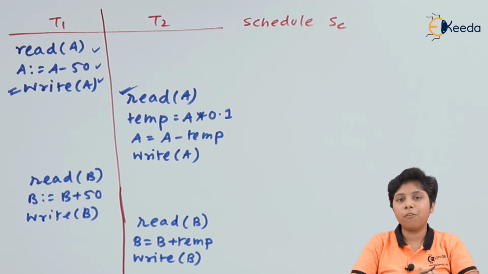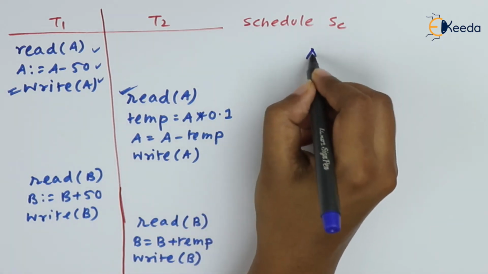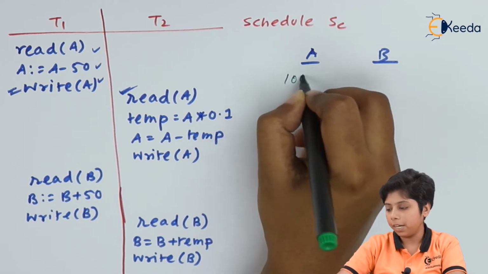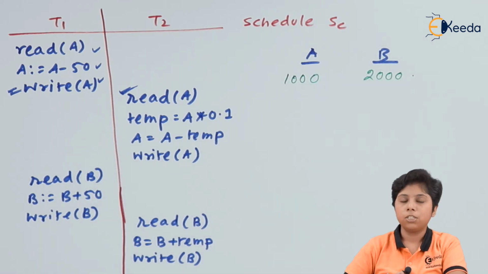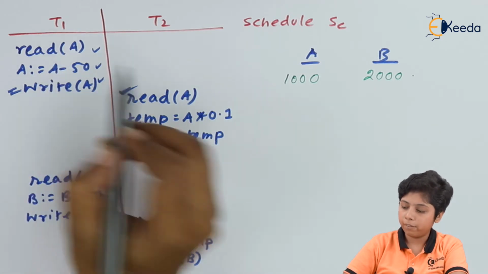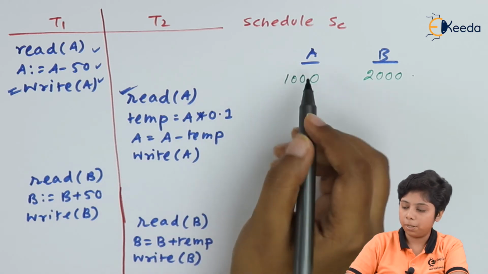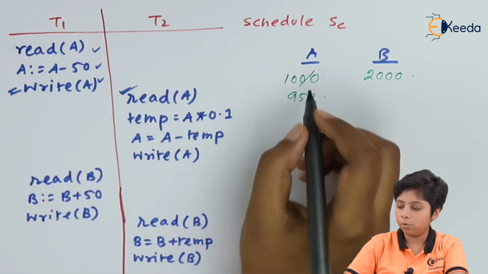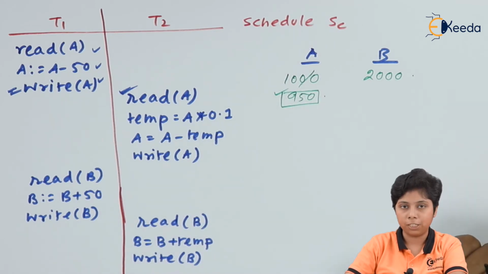So now let us perform this on accounts A and B and see what result we get. At first A had 1000 and B had 2000. On this schedule we will first read the value of A, that is 1000, deduct 50 from it so it becomes 950, and write that value to A. So my value of A till now is 950.